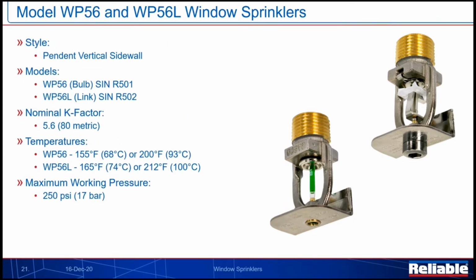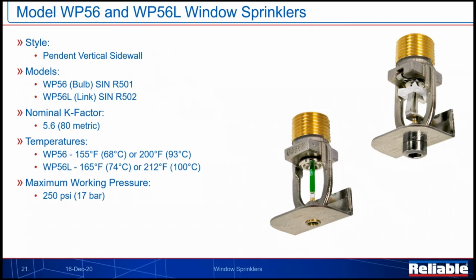These are considered pendant vertical sidewalls. We have the WP56 and the WP56L, so both are going to incorporate a fusible glass bulb here and a fusible link in our WP56L product. They both incorporate 5.6 K factors. We have ordinary temperature rated product and intermediate temperature rated product.